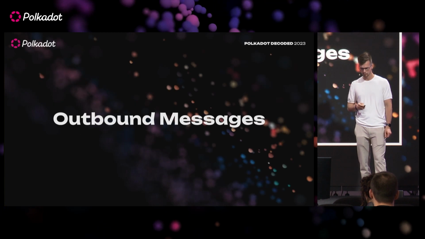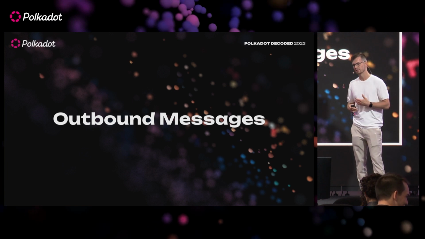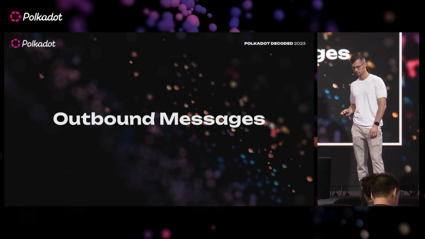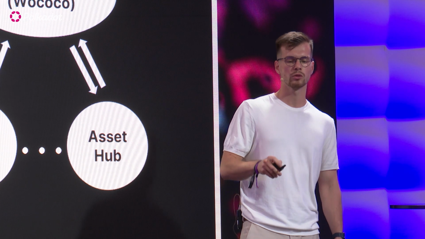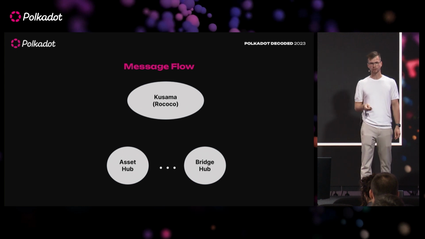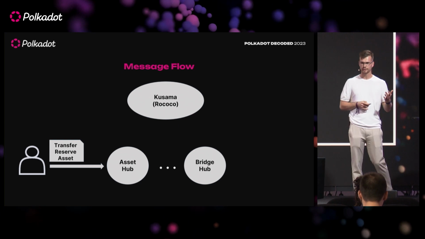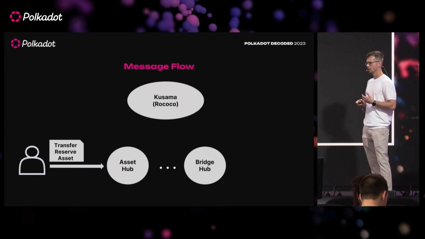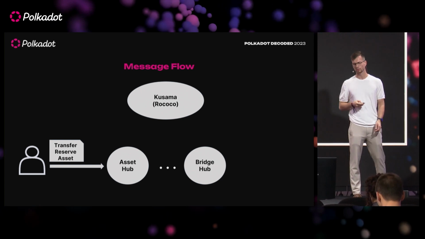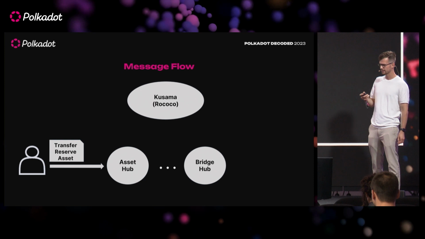OK, so now let's dive deeply into how messages are exported, how messages are prepared, and how messages are sent to the destination chain. We are now on the source consensus system, which for now is Kusama. And what is going on? The user submits an extrinsic that triggers the asset transfer from Asset Hub, and behind that extrinsic we have an instruction to be executed on the Asset Hub that will move our asset to the sovereign account of the destination chain on the Asset Hub.